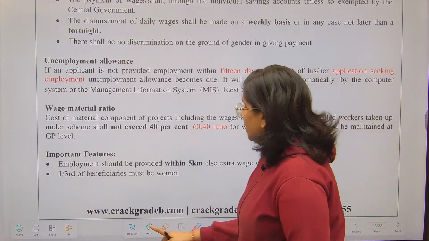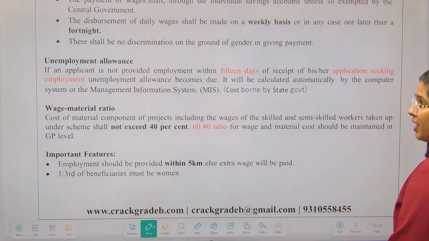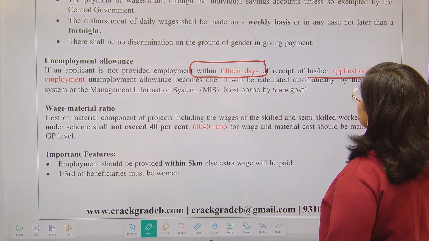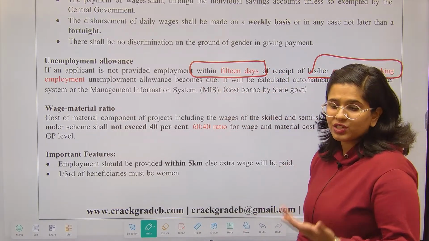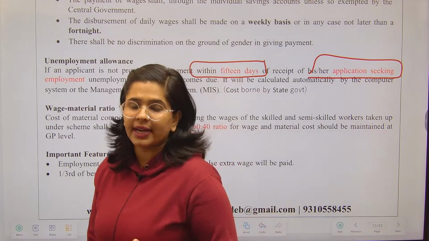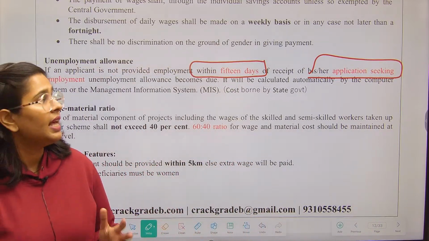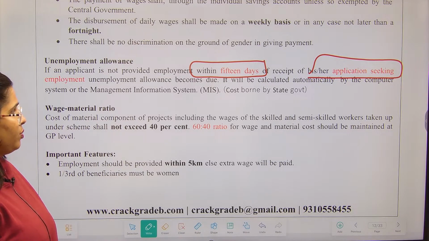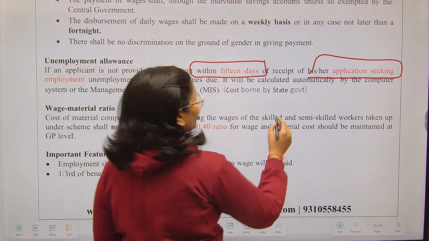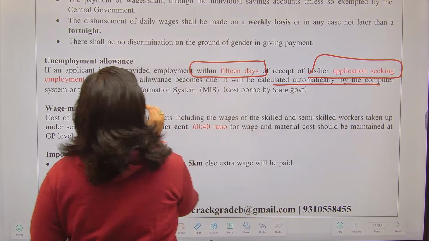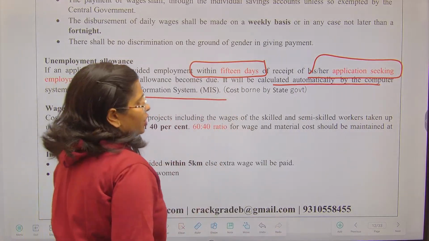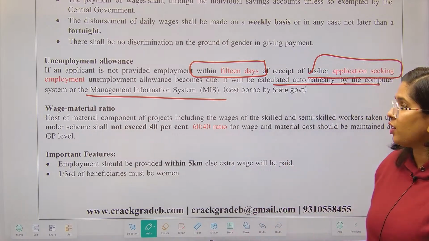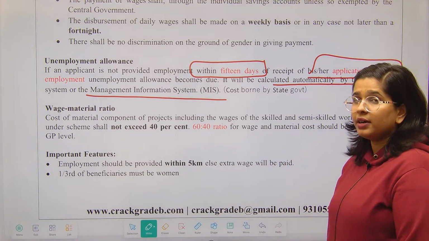Okay, let's talk about the unemployment allowance. So if an applicant is not provided employment within 15 days of asking, right? Once you have asked for employment and if you are not getting employment within 15 days, then there is something called unemployment allowance for which you are eligible. Okay? It will be calculated automatically by the computer system or the management information system, and the cost of it would be borne by the state government.